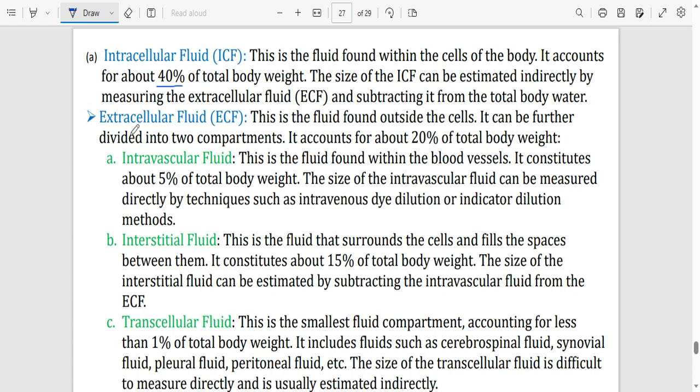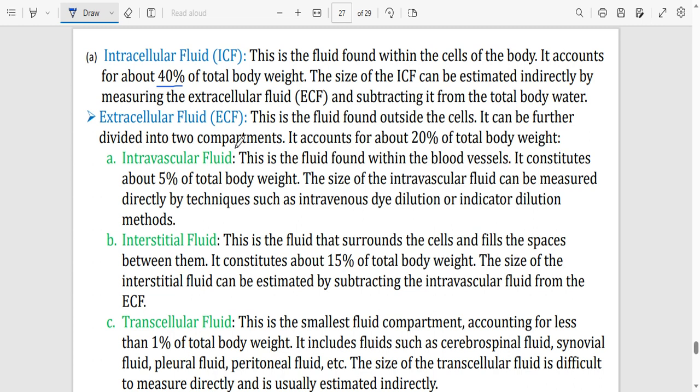Just follow this playlist. And then the size of the ICF, we know it can be estimated indirectly by measuring the extracellular fluid and subtracting it from the total body water. I've already mentioned that. Okay, so I've mentioned what the ICF is, the size, and also how it can be measured. And then for the ECF, ECF is the fluid found outside the cell.